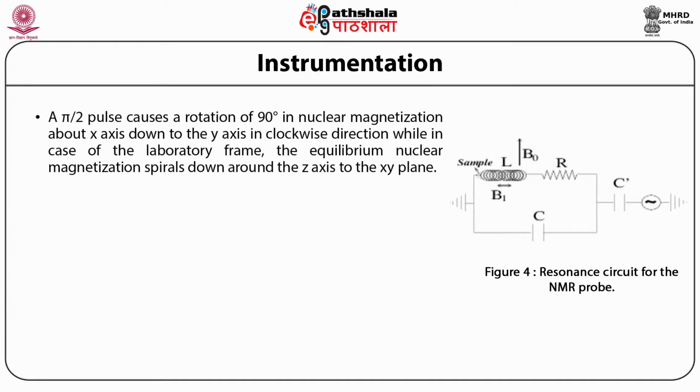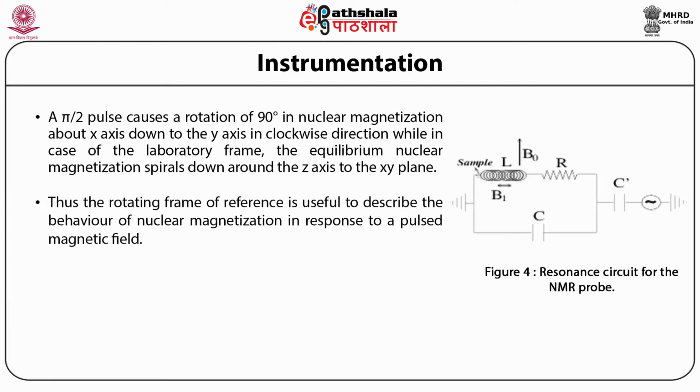So a pi by 2 pulse causes a rotation of 90 degrees in nuclear magnetization about the x-axis, down to the y-axis in clockwise direction. In the case of the laboratory frame, the equilibrium nuclear magnetization spirals down and around the z-axis to the yz plane. The rotating frame of reference is usual and is useful to describe the behavior of nuclear magnetization in response to the pulse magnetic field.